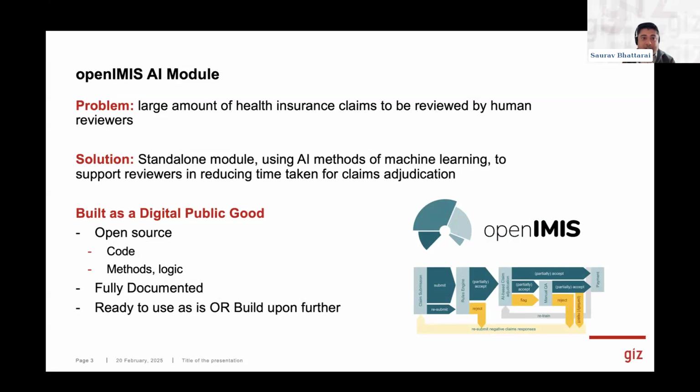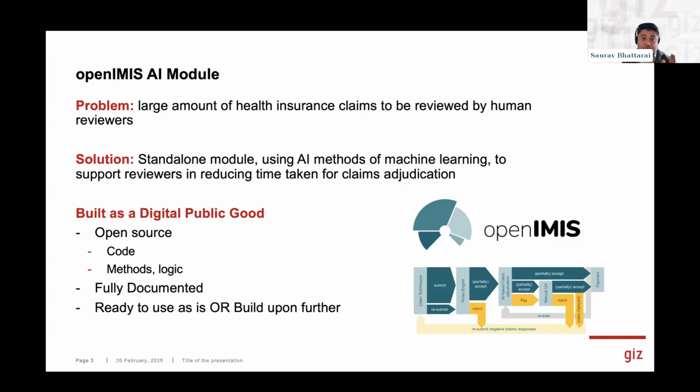So that's openIMIS in general, but then we've been working on an AI module for a few years, and it's basically targeted at the problem that we're seeing with the users of openIMIS that use it for health insurance management: there's a large amount of health insurance claims that need to be reviewed by human reviewers. It's difficult to categorize each and every claim and put very specific logic in it, because medicine is complicated. There are a lot of deviations from even the rules that could still be correct.